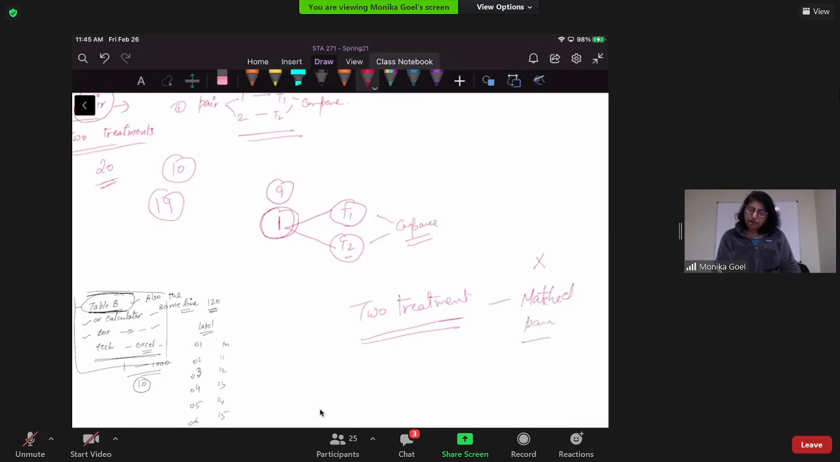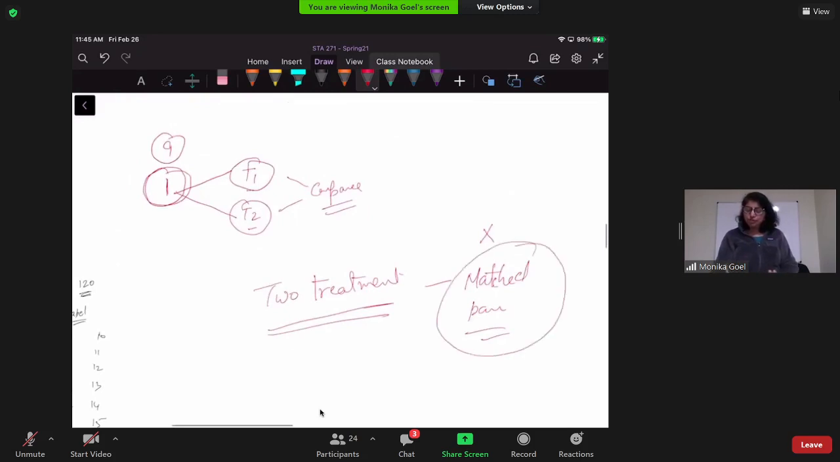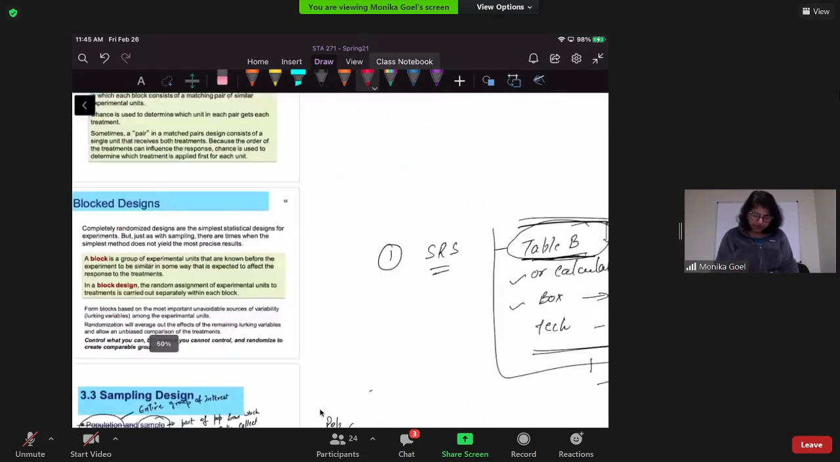It is not necessary that it is matched pairs. It can be a randomized block design. It can be a completely randomized design. Matched pairs work with two treatments, but the two treatments can be anything. It can be matched pairs, it can be randomized block, or it can be a completely randomized experiment. And let me see what else we have.